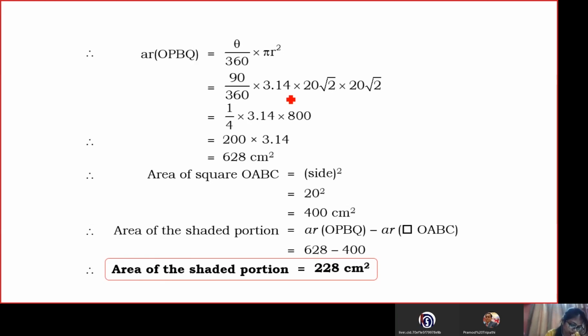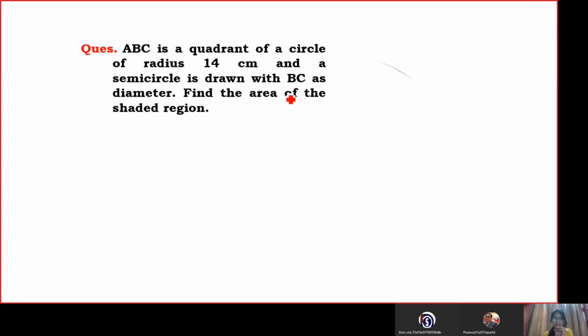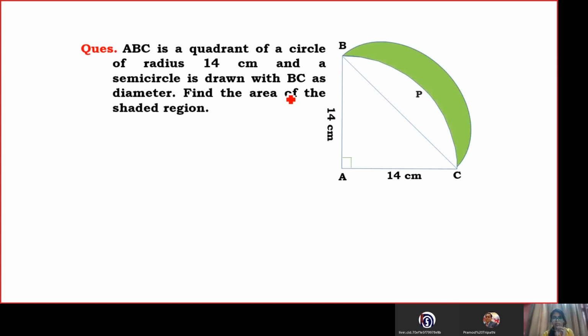Fine. Now, moving on, I am going to take this as the last question, and then whatever leftover doubts we have, we can clear those. ABC is a quadrant of a circle of radius 14 centimeters, and a semicircle is drawn with BC as a diameter. Okay, we have ABC as a quadrant of a circle of radius 14, and then we have a semicircle, as you can see. We need to find out the area of the shaded region.